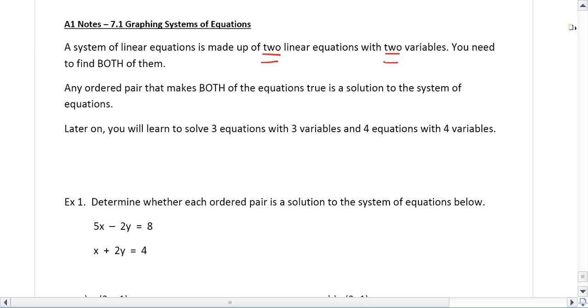Any ordered pair that makes both of the equations true is a solution to the system. And you can write your answer in an ordered pair like this, x, y. For instance, the answer might be 1, 4. Later on, we're going to learn how to solve equations that have 3 letters in them, like an x, y, and a z. And even we'll go to 4 equations with 4 variables. But that's something for you to look forward to.